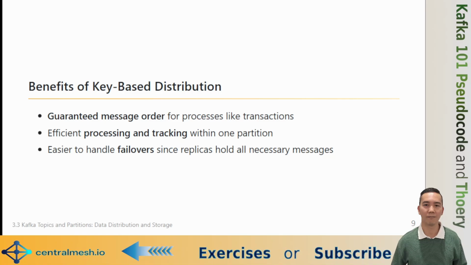There is also the benefit of efficient processing. By keeping related messages within a single partition, Kafka can optimize for performance. For instance, it's easier to track offsets and manage consumer progress within one partition. It also simplifies failover mechanisms, as the replicas for each partition already contain all the necessary messages for that user. And if a broker goes down, another broker holding a replica can take over seamlessly.